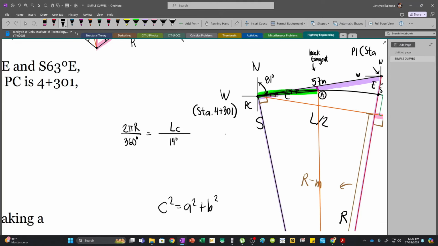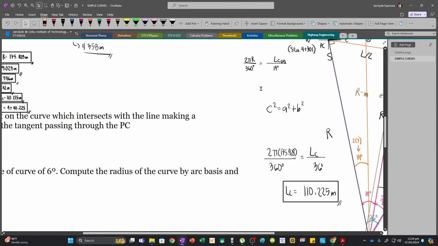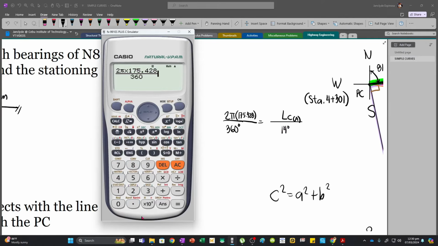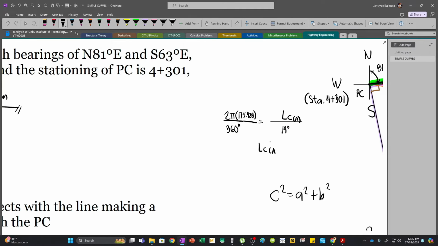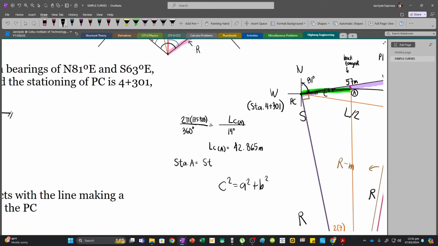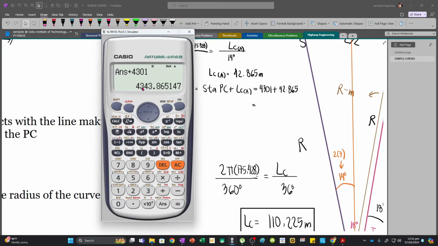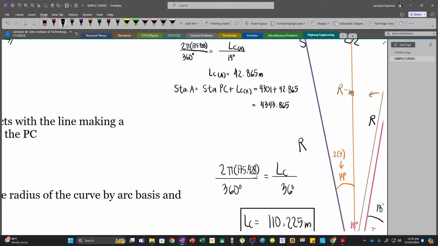So the length of curve going to point A will be 2 pi times r, which is 175.428, over 360, and then times 14. So that will give us 42.865. So LC going to A is 42.865. And so the stationing of this point will be station of A equals the stationing of PC plus LC of A. And so this is 4301 plus 42.865, which will give us 4343.865. Or if we are to use plus, this will be 4 plus 343.865. And so this is our answer.